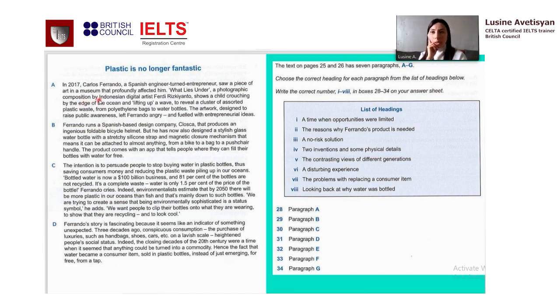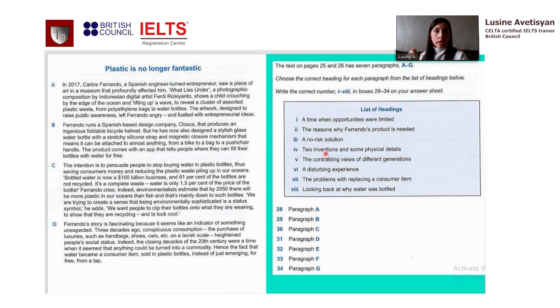So how I address it, as you remember, I read the whole paragraph, trying to understand the main idea of the paragraph. I go to the headings, I read the headings, understand the keywords, and see which one is close to the main idea of the paragraph. So, the headings: a time when opportunities were limited, something about the past; reasons why Fernando's product is needed, so the reason why it should be there; and no risk solution.